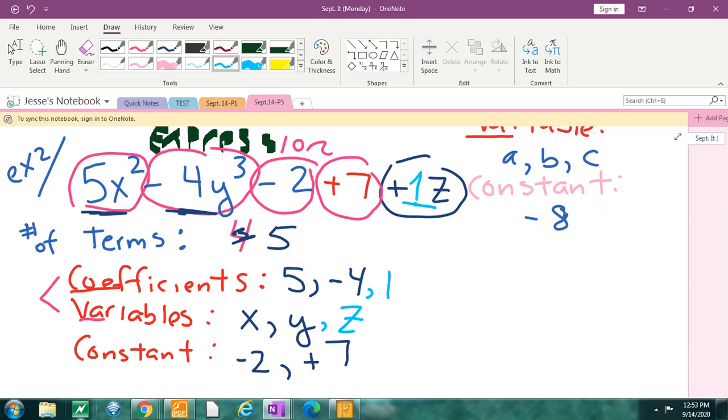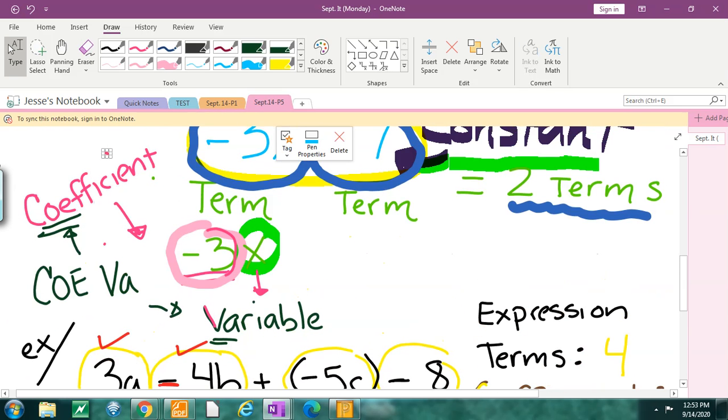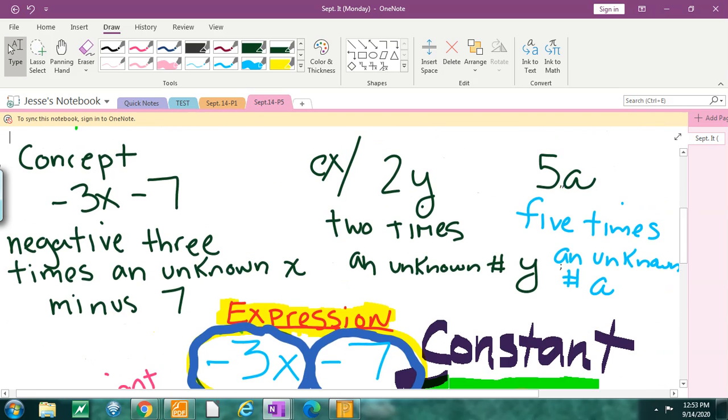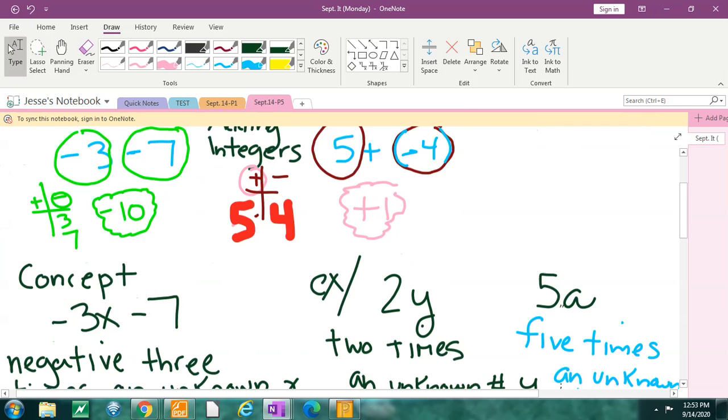So what did we do today? This is kind of everything I wanted to teach. So if I go back to the lesson, let me go back. That's the beauty about this, I could go back. We talked about adding integers, right? That's what we've been doing.